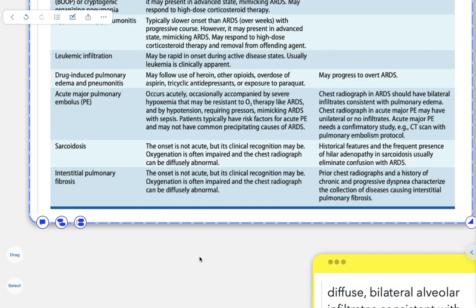And finally, we have IPF. The onset is never acute, but oxygenation is often impaired, and chest X-ray most of the times is abnormal. It's important that you scan the prior chest X-rays and look out for a history of chronic and progressive dyspnea characterizing this condition of IPF, right?